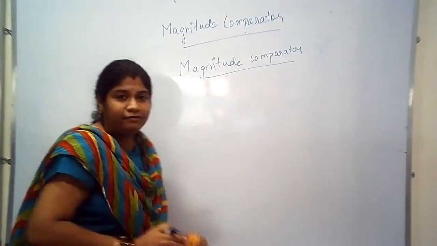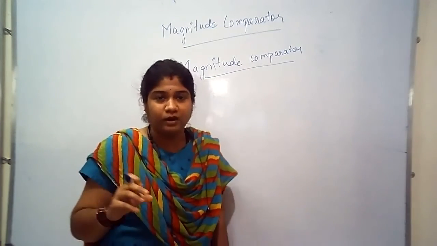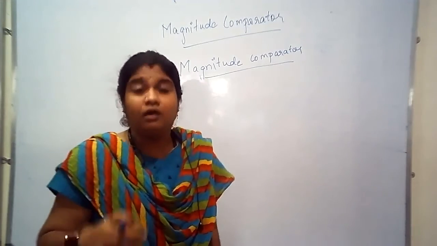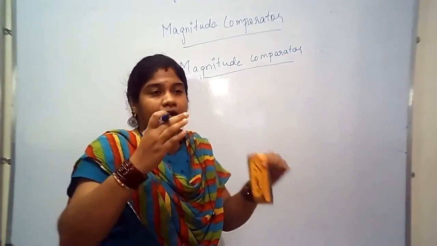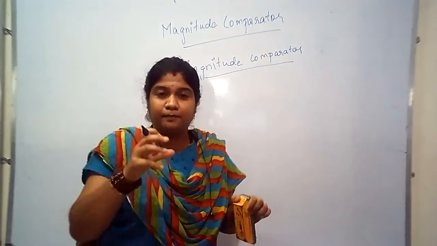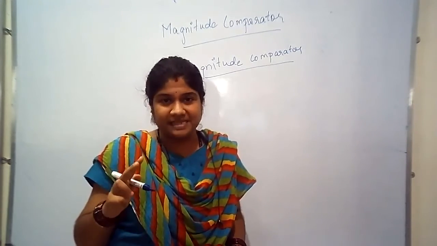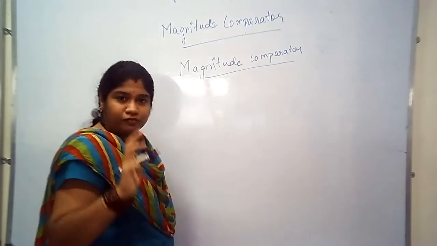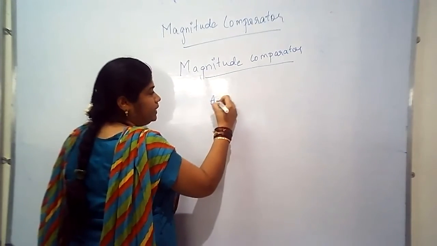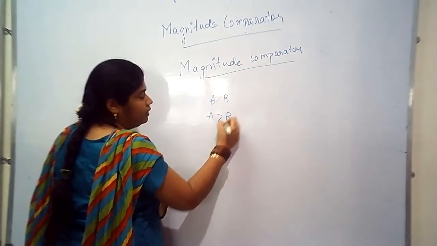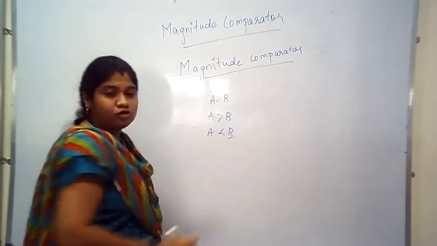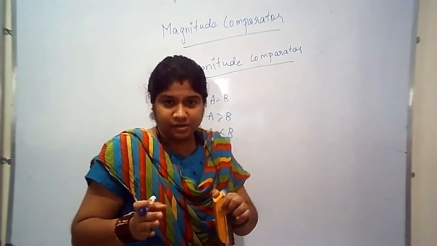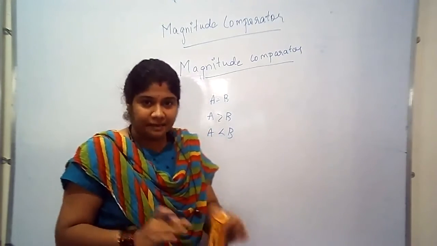Similarly, in a general way, the magnitude comparator is one of the combinational circuits in a digital system, which involves inputs as well as outputs. The inputs are two variables, A and B. The outputs are three: whether A is equal to B, A is greater than B, or A is less than B. So basically, a magnitude comparator is a comparison of digital or binary numbers.